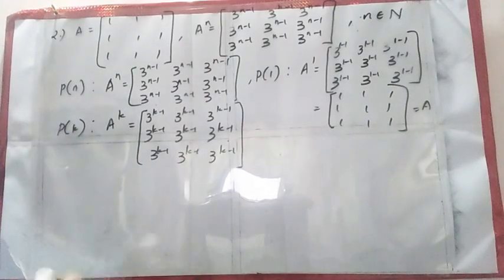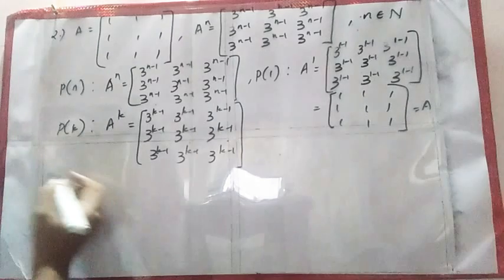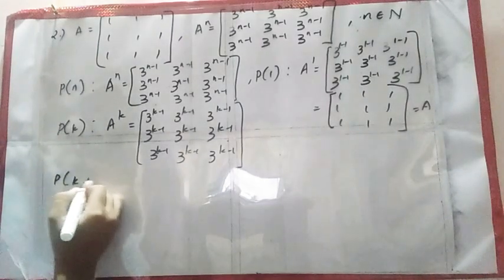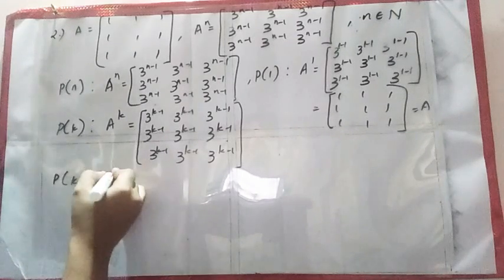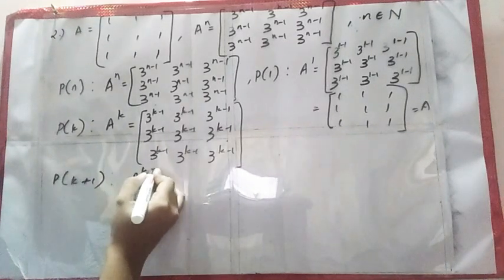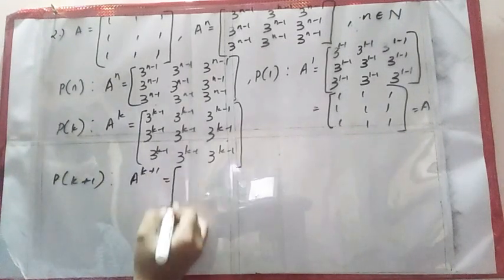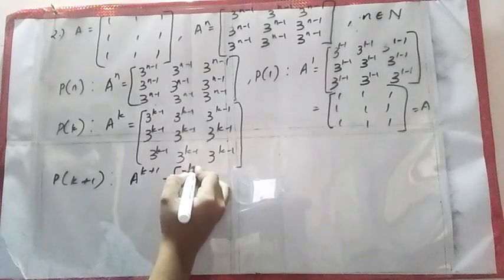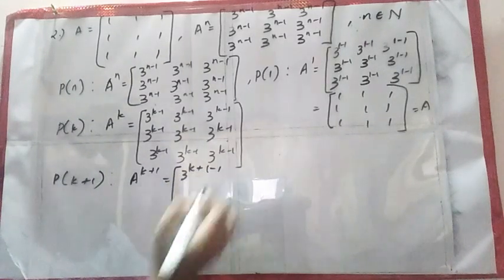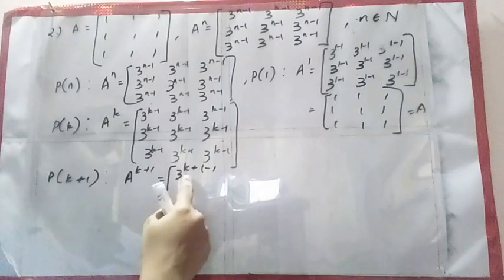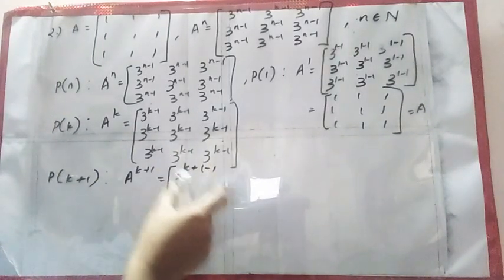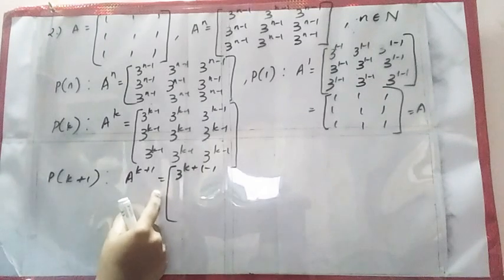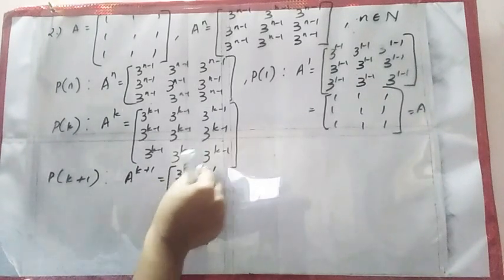So next we are going to prove that the statement P(k plus 1) is true. We have to show that the statement P(k plus 1) is true. That is, we have to show that A raised to k plus 1 is equal to a matrix where each element is 3 raised to k plus 1 minus 1.